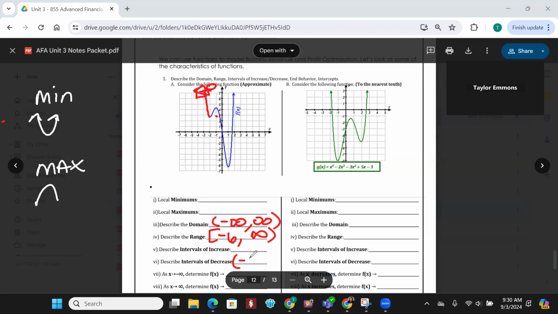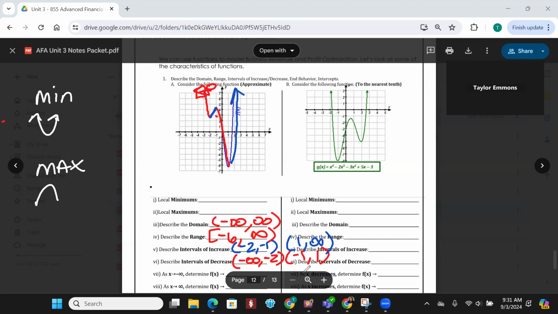From -infinity to -2. And then what's happening? You're going up. And when is that happening? -2 to -1. Everybody see it? And then it happens again. We go down. And when does that happen? -1 to 1. You're looking at your x values. And then you're going to go back up. So it's increase, 1 to positive infinity. If it helps you with the visual, you can use a marker or pin on the test.